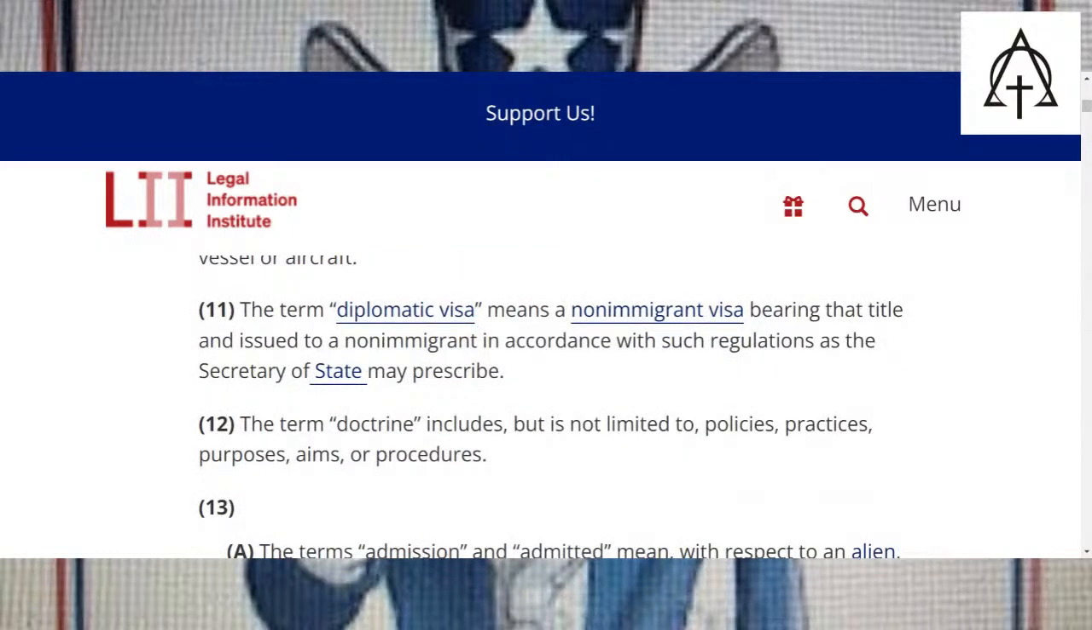Diplomatic visa means a non-immigrant visa bearing that title and issued to a non-immigrant in accordance with such regulations as the Secretary of State may prescribe. So like I said, a visa is different than a passport. So how would a non-immigrant get a visa? If you're a non-immigrant, then what are you? Do they ever explain what a non-immigrant is other than an alien?